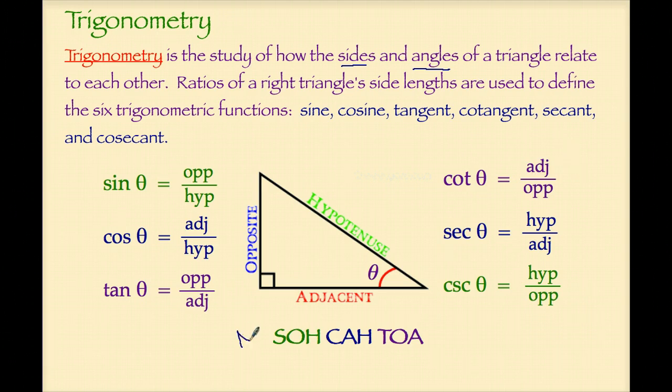You've probably seen the word SOHCAHTOA before, and that's a mnemonic to help you remember these first 3 trigonometric ratios. The first letter, S, stands for sine, and then opposite over hypotenuse, cosine, adjacent over hypotenuse, and then tangent, opposite over adjacent.